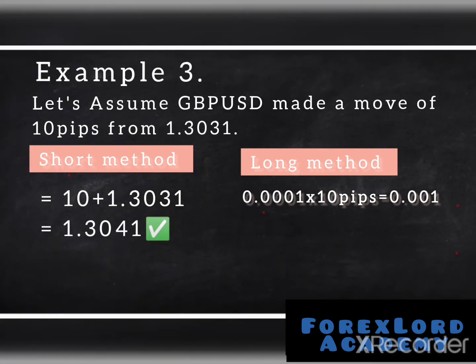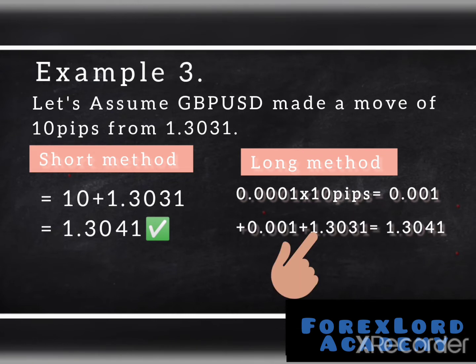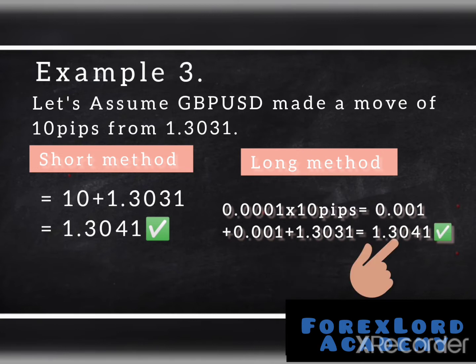Now, 0.0001 times 10 gives us 0.001, right? Good. Now, 0.001 plus our GBP/USD value, which is 1.3031. Our new value will be 1.3041.